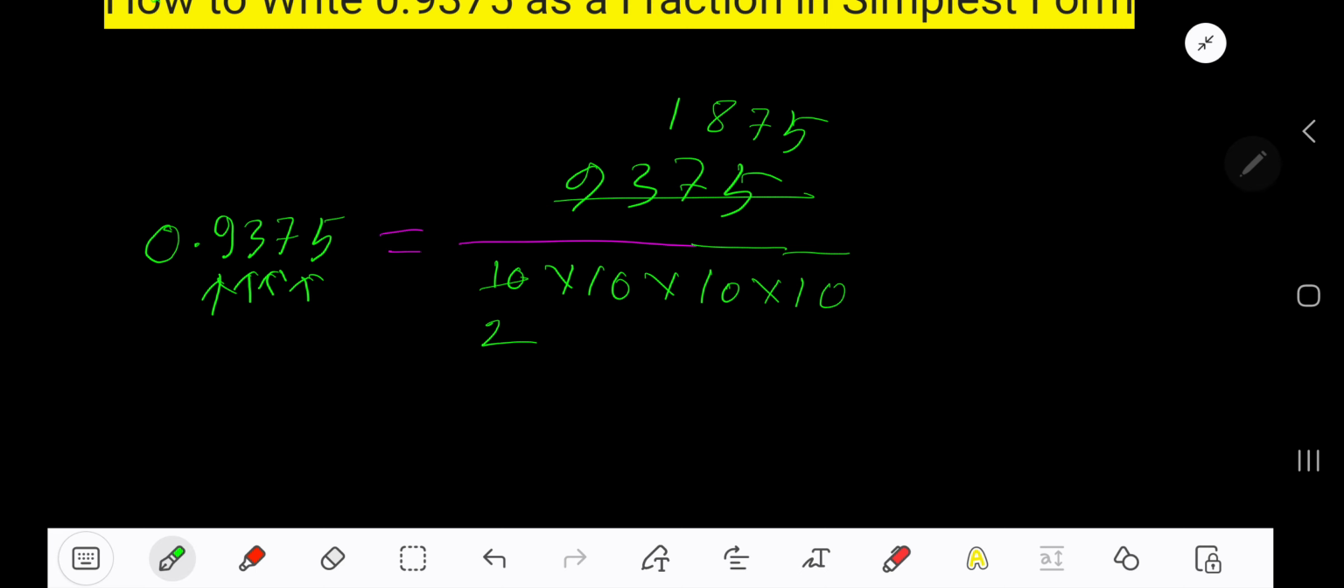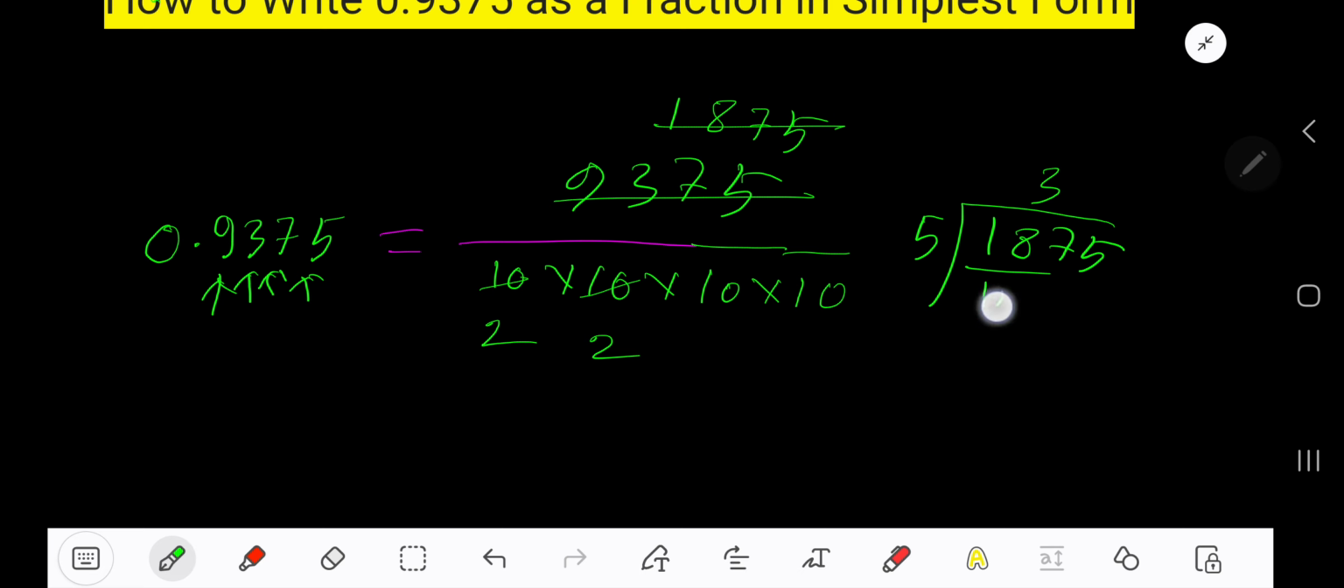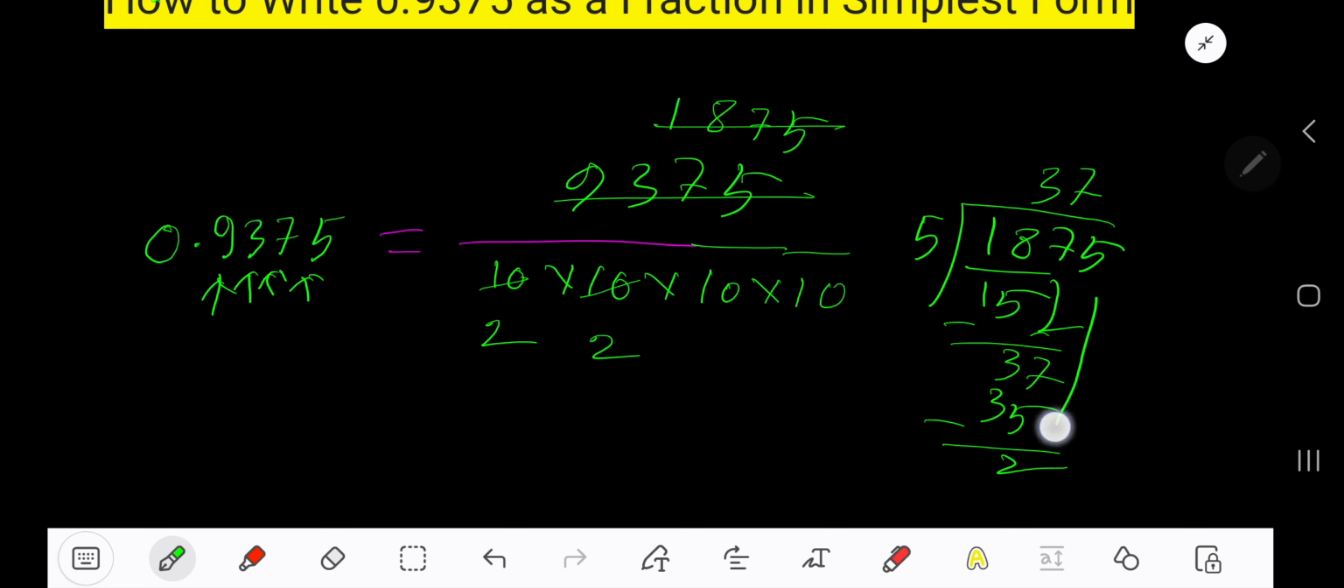Again, this is divisible by 5, this is divisible by 5. So right here 400, and look, 5 goes into this number how many times? 5 goes into 18, 3 times, 3 times 5 is 15, subtract, 3, bring down 7. 5 goes into 37, 7 times, 7 times 5 is 35, subtract, 2, bring down this 5. 5 goes into 25, 5 times, right? 375.